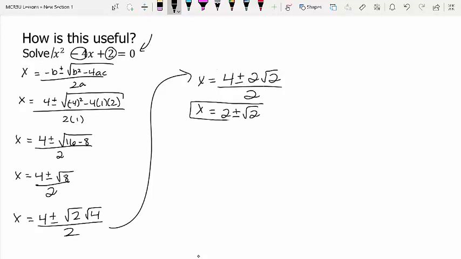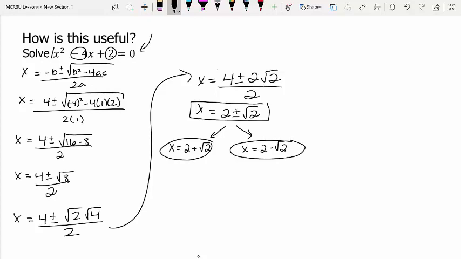So let's break this down into our two answers. Okay, so first, x could equal 2 plus root 2. Second, x could equal 2 minus root 2. So those are our two roots. Okay, and you can see that that is a perfectly accurate answer because we kept our radicals in place. And you're able to do that now after this lesson.